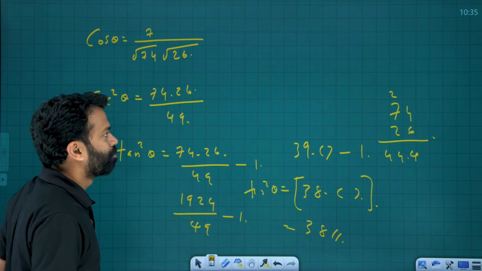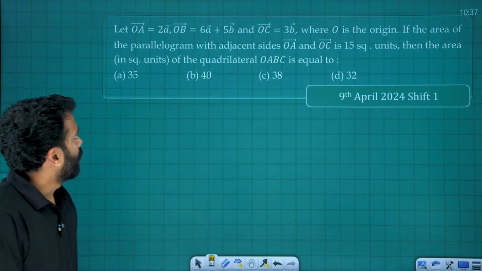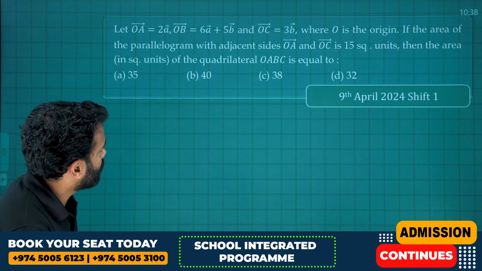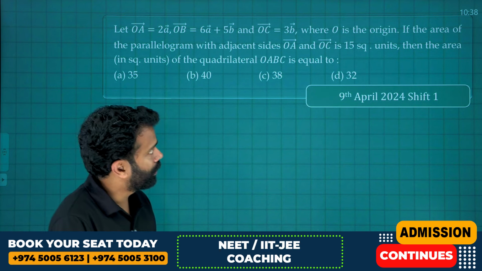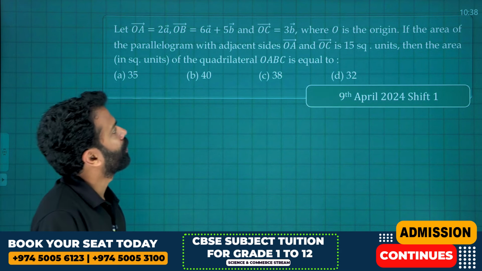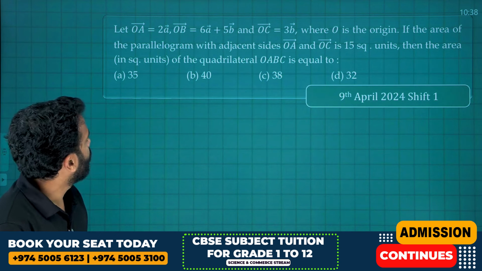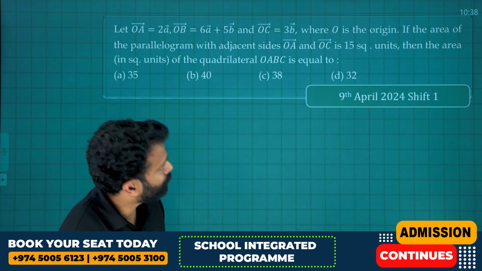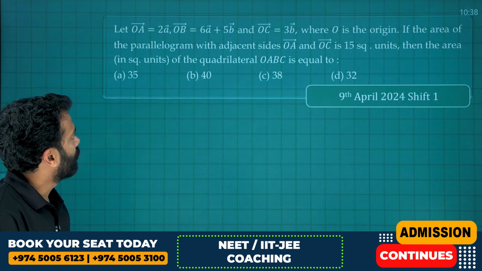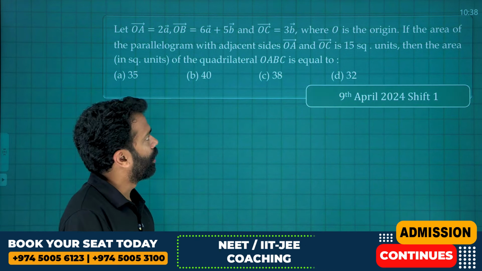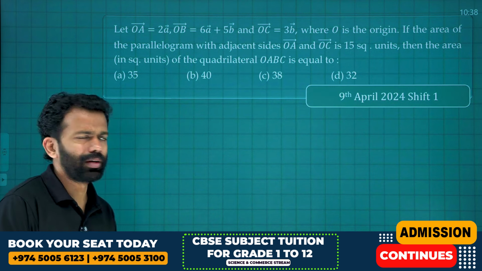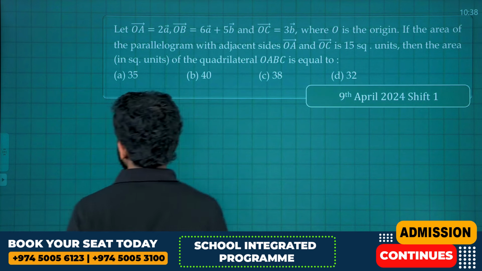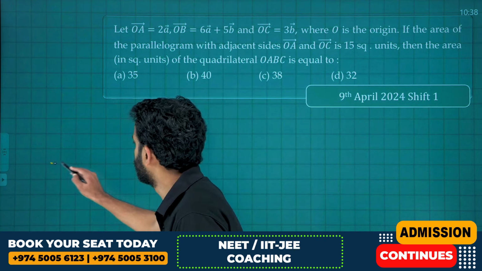Okay. Next one. Vector OA is equal to 2 vector A. Vector OB is equal to 6 vector A plus 5 vector B. Vector OC is equal to 3 vector B, where O is the origin. If the area of the parallelogram with adjacent sides vector OA and vector OC is 15 square units, then find the area in square units of the quadrilateral OABC. Okay, very easy question. Let's start from the figure first. We can draw the figure here.